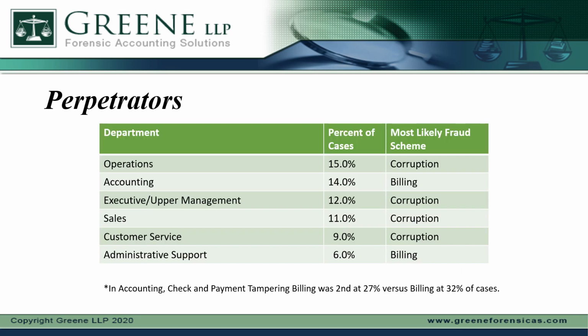This is an interesting slide as it depicts what percentage of cases are by department. For years now, accounting has occupied the #1 spot, which makes sense because that is often who controls the money. That has changed in this most recent study, with operations now in the #1 spot. As you can see, the most likely fraud scheme used by accounting, however, is billing schemes. And then following accounting is the executive and upper management schemes, sales schemes, and customer service, and then finally administrative support. I suspect that cashiers fall under customer service.